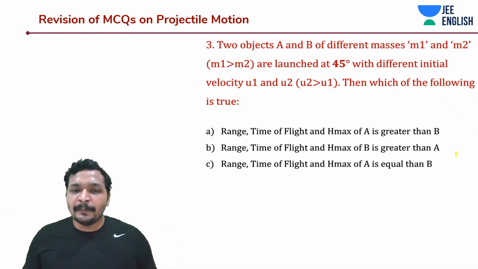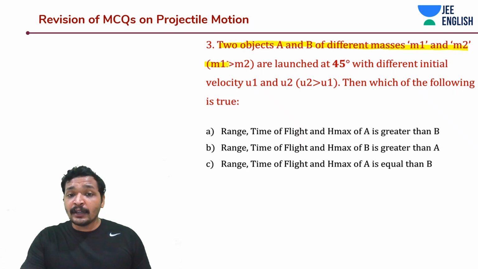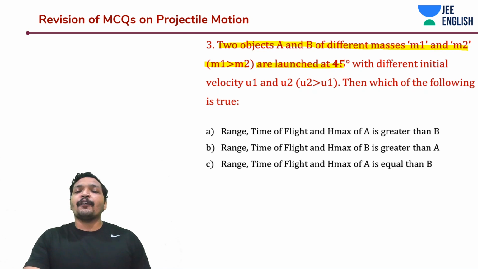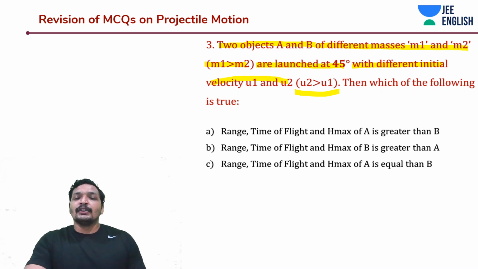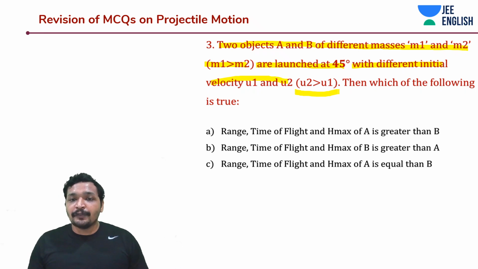So let's come to the third problem. The third problem says that there are two objects A and B of different masses m1 and m2, where m1 is greater than m2. That is, the mass of object A is greater than that of B, and they are launched at an angle of 45 degrees with different initial velocities u1 and u2, where u2 is greater than u1. That means object B has a greater velocity than that of A, but the mass of A is greater than that of B.